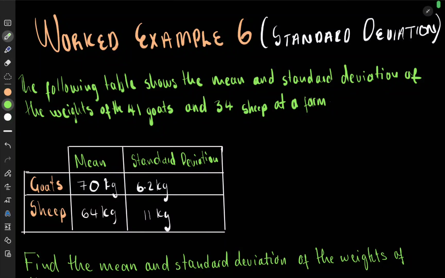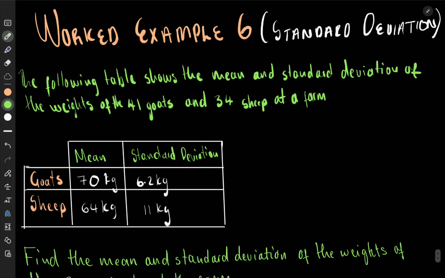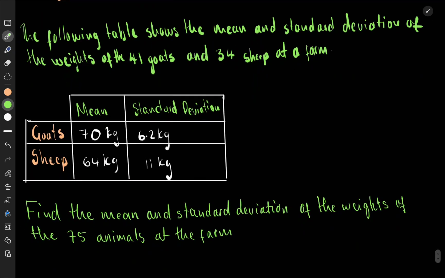So now we go through worked example 6, which is still on standard deviation. It says the following table shows the mean and standard deviation of the weights of the 41 goats and 34 sheep at a farm. All right, so here we have a table showing us the mean and standard deviation of two different things, goats and sheep. What do they want? Find the mean and find the standard deviation of the weights of the 75 animals at the farm.